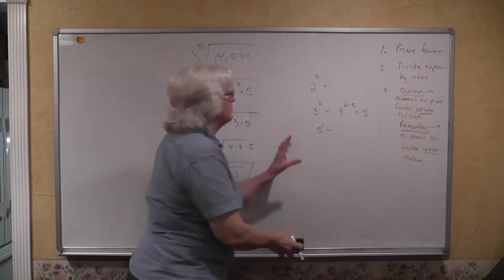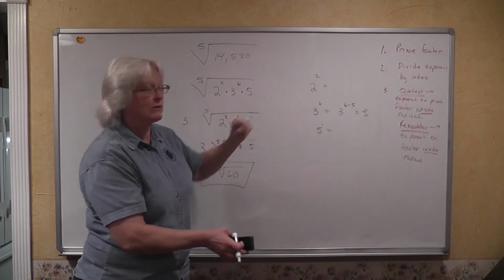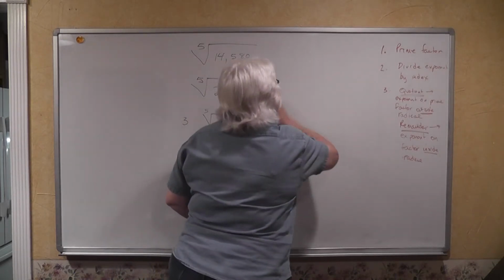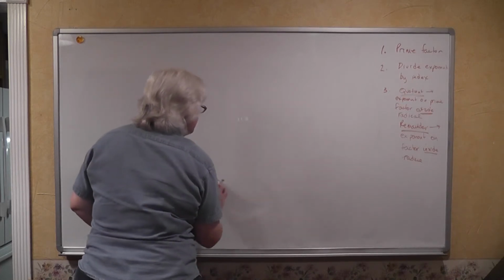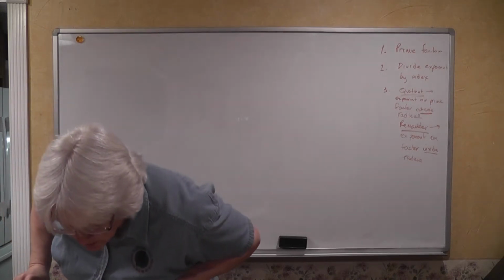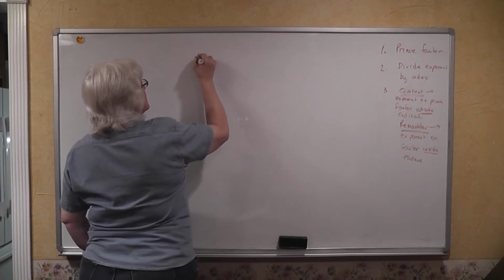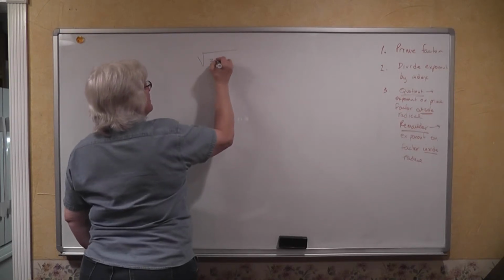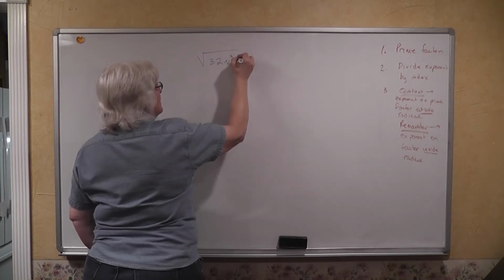Now example 6, we are going to add some variables in here. We're going to use the same principle of how many factors do we need to use, how many factors do we have left over to help us to simplify this expression. Okay, we have the square root of 32x cubed y squared.